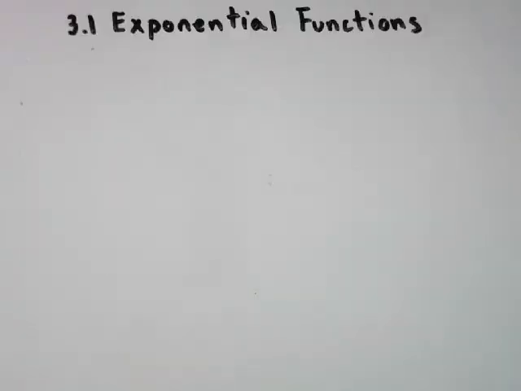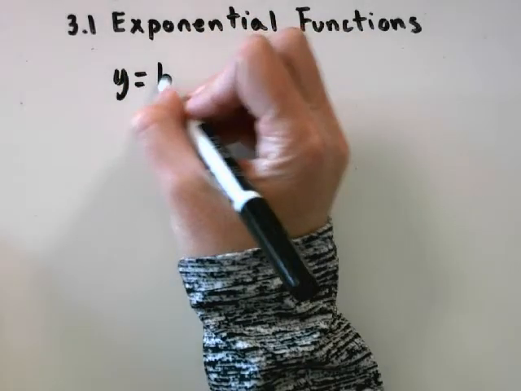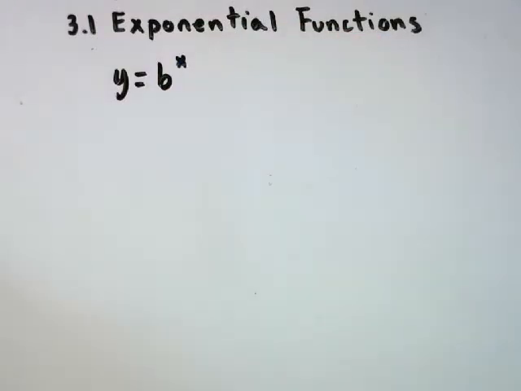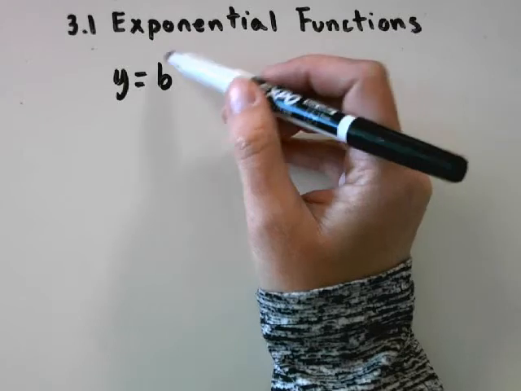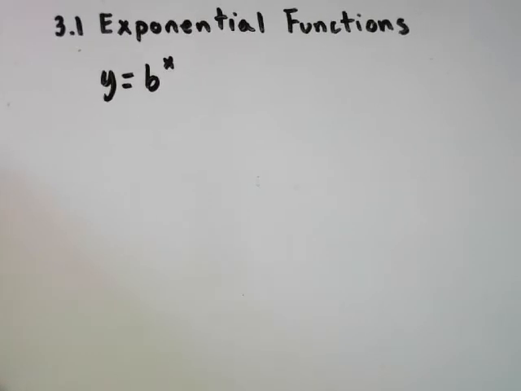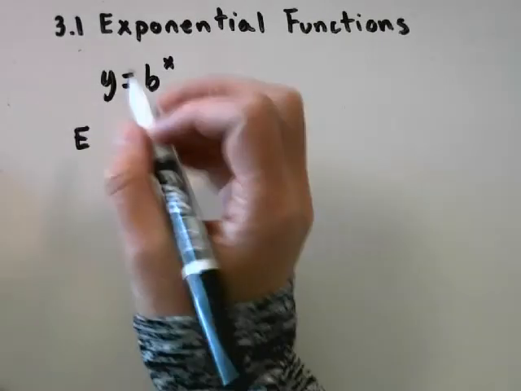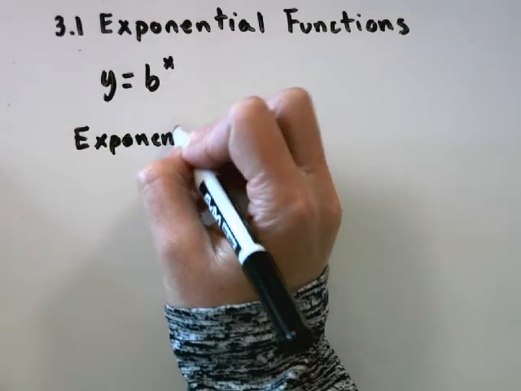Now we're going to look at exponential functions. So exponential functions are anything in the form b to the x. There can be a coefficient, but the important part is that the variable x is in the exponent. So there's two main categories for this. There's exponential growth and exponential decay.